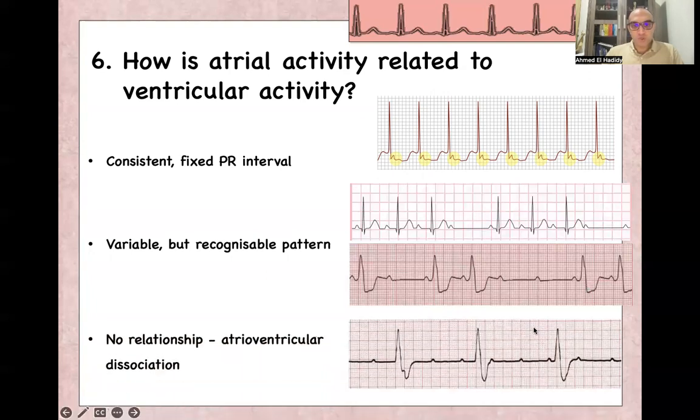And sometimes there is no relation at all between P waves and QRSs. So the P wave has a fixed P to P interval and the R wave has a fixed R to R interval. This is complete heart block.